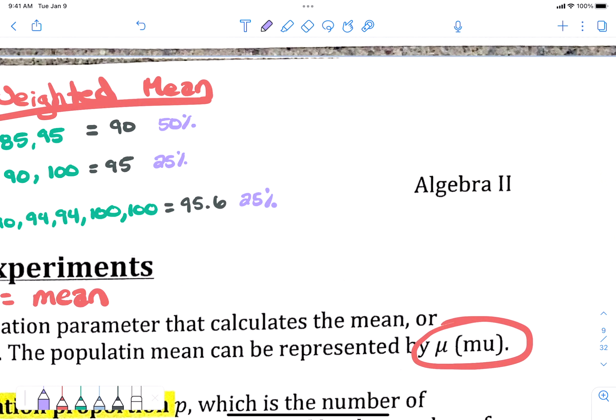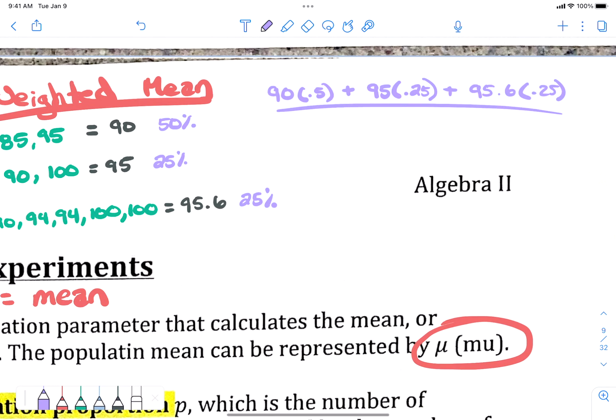Okay. You take 90 times 0.5, because 50% as a decimal is 0.5, right? I'm going to add that to 95 times 0.25, because that's 25% of your grade, plus 95.6 times another 25%, okay?